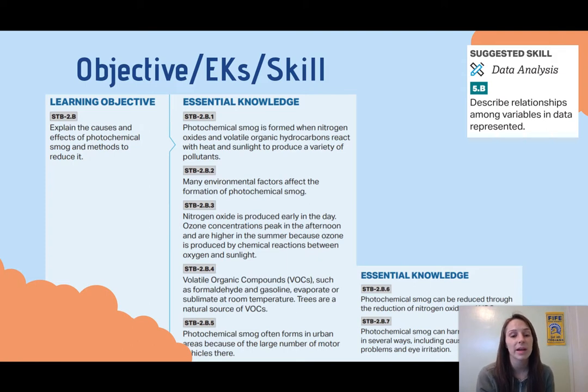Some of the essential knowledge that you're going to gain is how photochemical smog is formed, some of the environmental factors that affect its formation, the times of day when it peaks and why this is, how volatile organic compounds are going to impact it, areas where it's going to be predominant, ways that we can reduce it, and why it's harmful. There's going to be a lot of stuff that you're learning today from these notes.